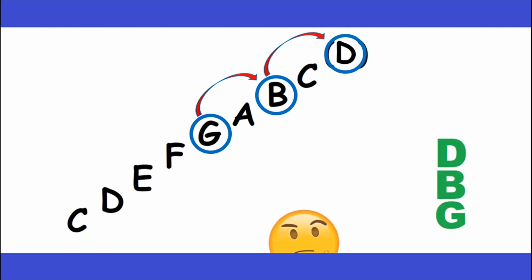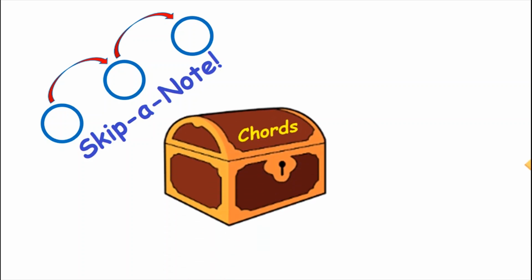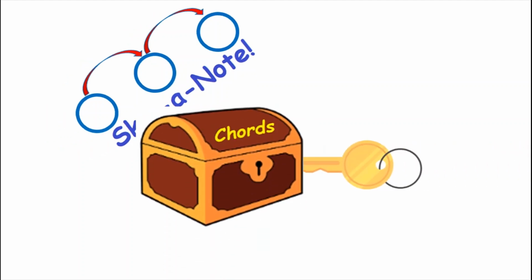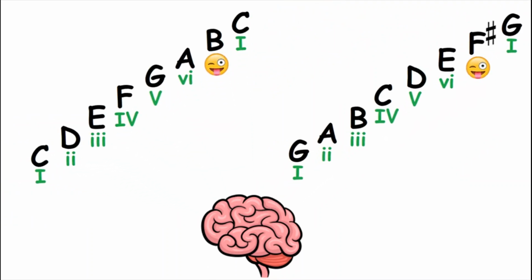And why did this work? Because G is 5, and 5 is, say it with me, always major. So knowing this, we can use the skip a note pattern to spell any chord, as long as we know a key that it shows up in. And with the knowledge of 2 keys now firmly in our brain, that gives us quite a few options.